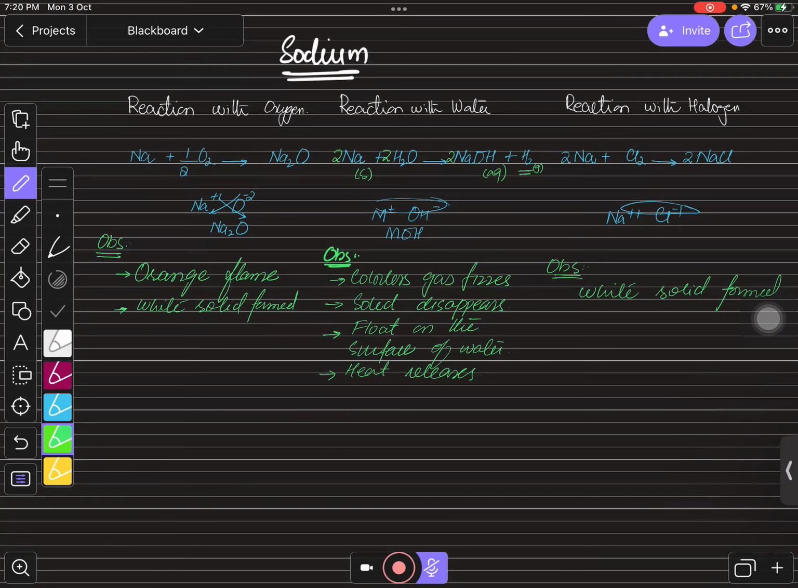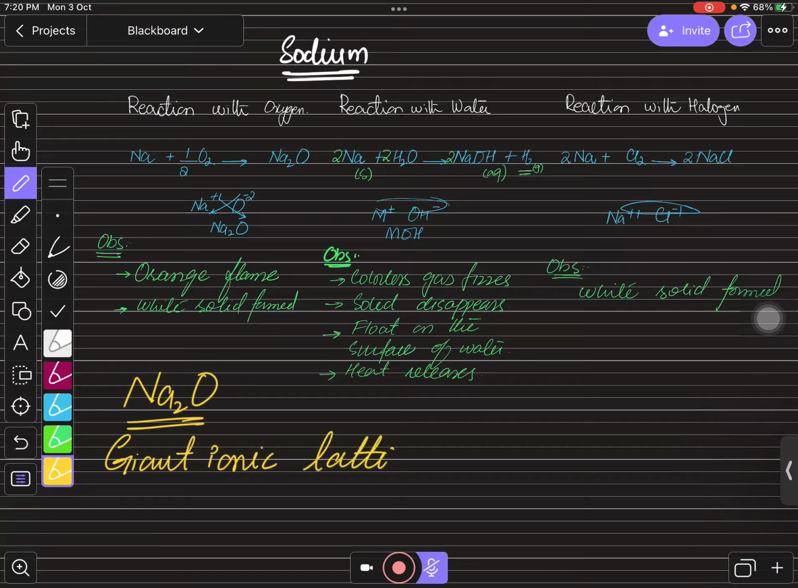If you talk about sodium oxide, we are just talking about right now sodium oxide. अगर आप sodium oxide की बात करते हो बच्चों, तो sodium oxide is actually a giant ionic lattice, right? क्योंकि ये ionic compound है तो ये कहलाएगा giant ionic lattice. And it is basic as well, so it is basic in nature. All metal oxides are basic except aluminum, zinc and lead, so this is basic in nature, right?